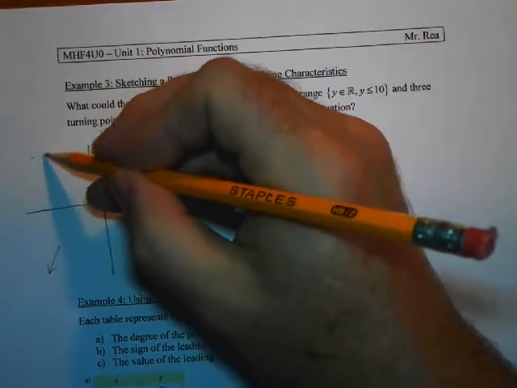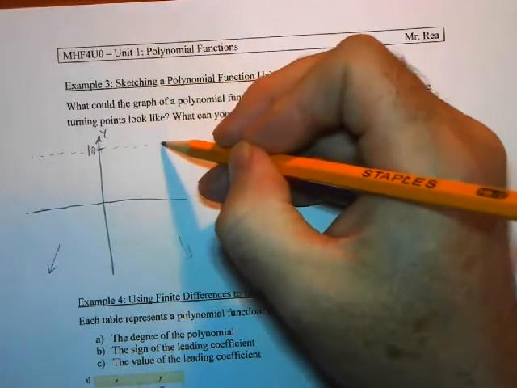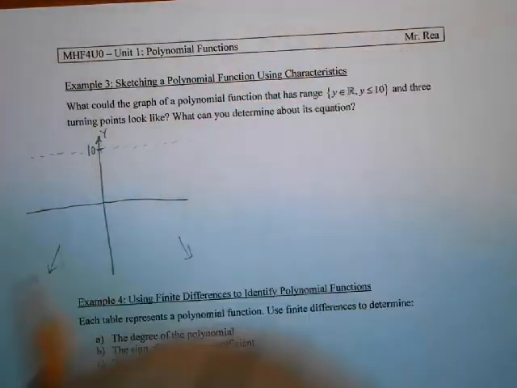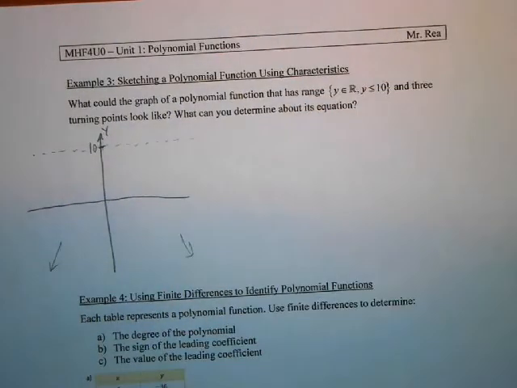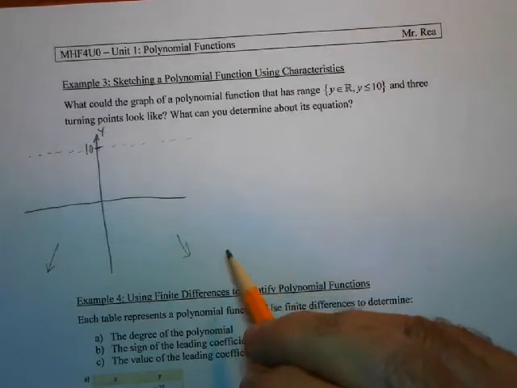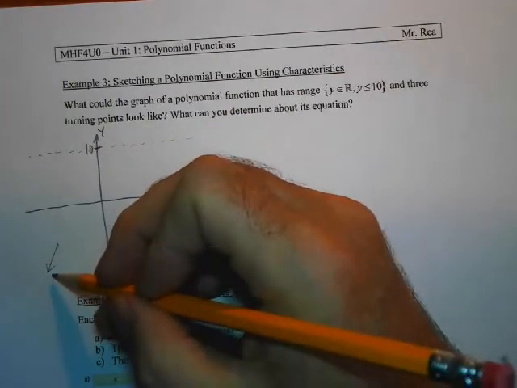Now, if I just do a little asymptote, this is just reminding me where I have to stay below. Okay, so it says it has 3 turning points, so I have to make sure we turn 3 times. So I'll just kind of build this as we go.